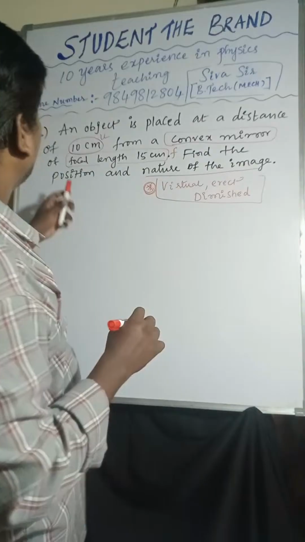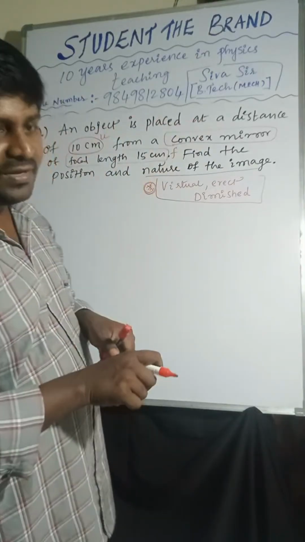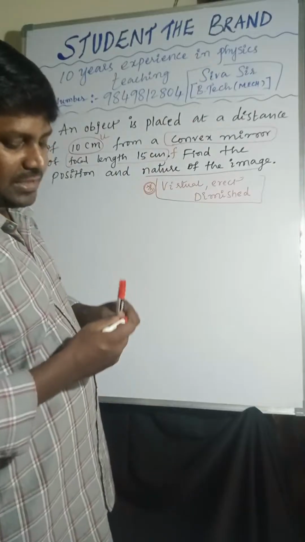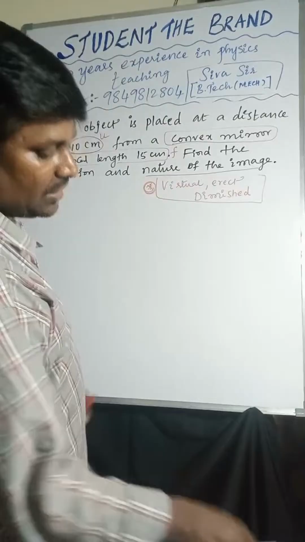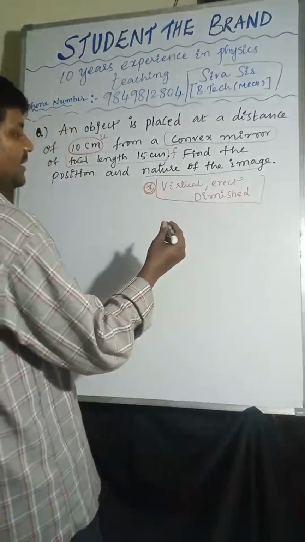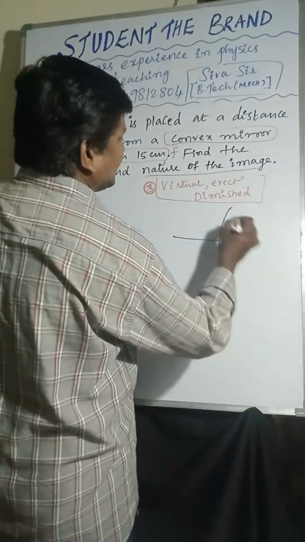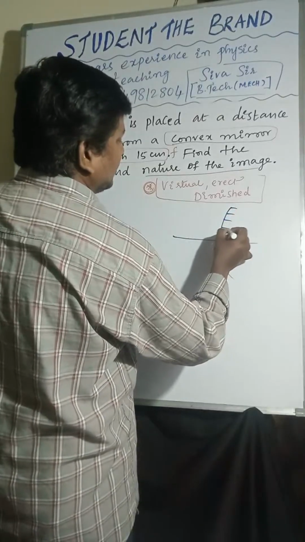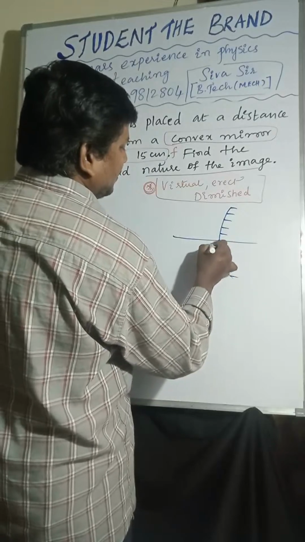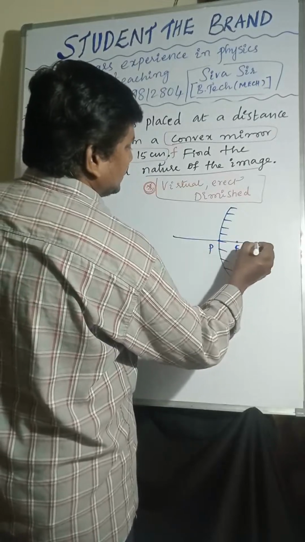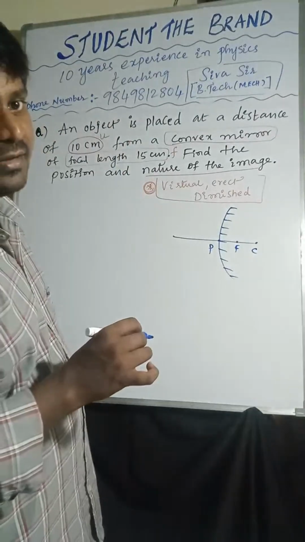An object is placed at a distance of 10 centimeters. So first of all, we have to write the distance. What is the distance? The object distance. So here, what type of mirror is it? We are taking a convex mirror like this. I am taking here pole, focus and center of curvature.